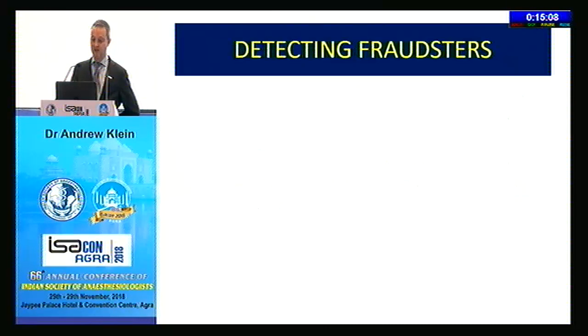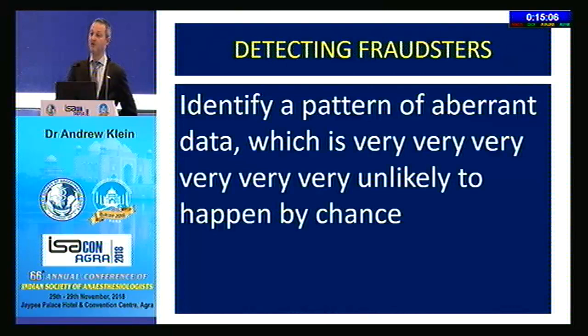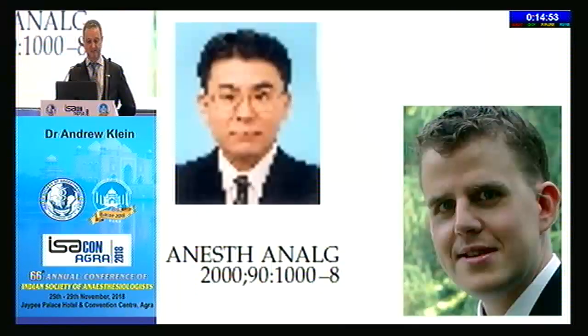So when we look for a fraudulent paper, we look at the data, and we look at the data that makes it very, very unlikely that it happened by chance. So if something happens by chance, there's a likelihood of it happening.